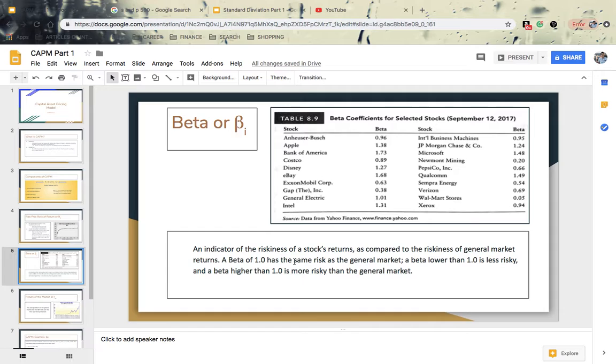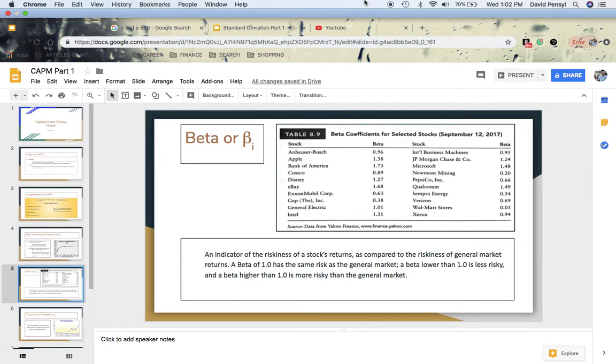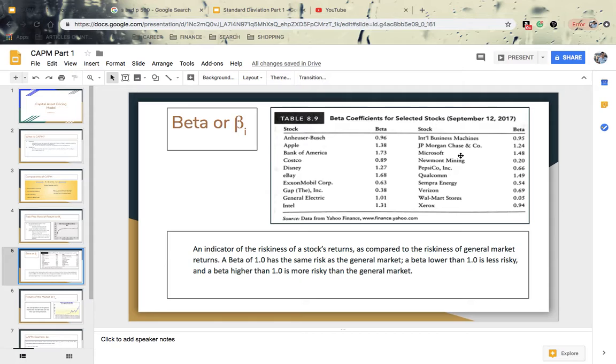So this is an indicator. Here's the definition. It's an indicator of the riskiness of a stock's returns as compared to the riskiness of the general market returns. A beta of 1 has the same risk as the general market, but a beta lower than 1 is less risky. A beta higher than 1 is more risky than the general market. So if it's 1.3, it's more risky than the general stock market. If it's 0.7, then it's less risky. And here is a table of a couple different betas that you'll find with certain stocks.